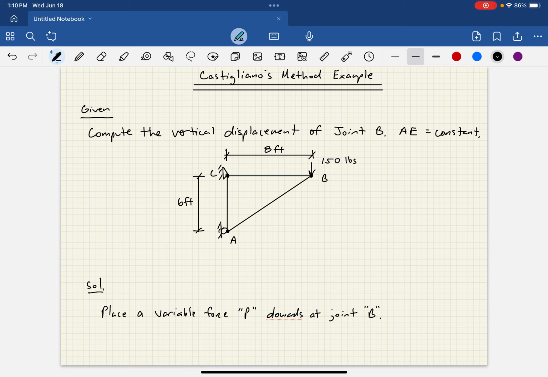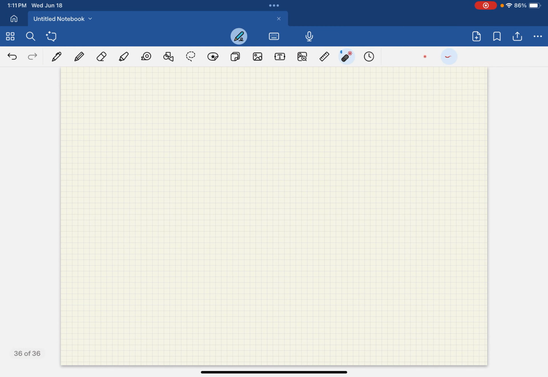Now, the big difference here is when we place this variable load P at joint B, we are going to keep the real load here, okay? Now, if you think back to virtual work, we took the real loads off of the virtual system when we did a virtual work analysis. For Castigliano's method, we're going to place the variable load P at joint B, but we are going to keep the 150 there, okay? So I'm going to turn the page, and let's go ahead and draw what that system would look like. So I'm going to sketch it over here.